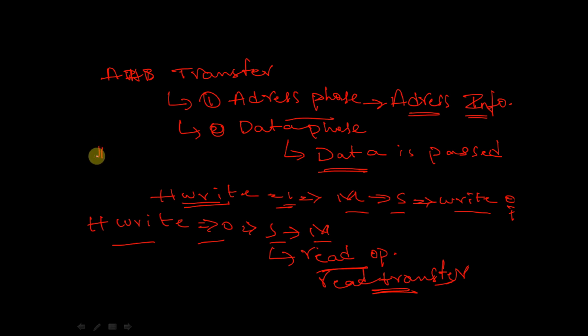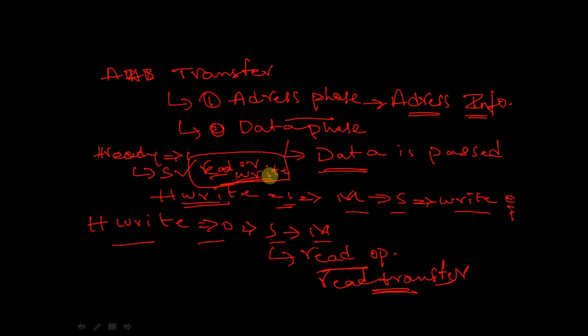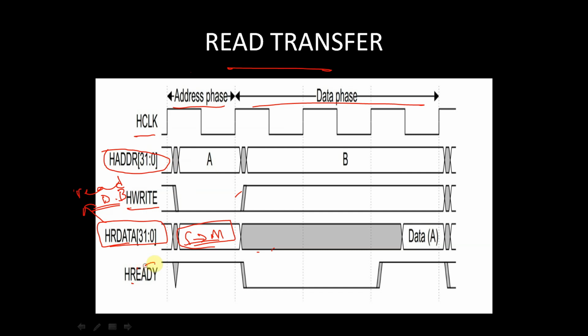And the HREADY signal. If HREADY is equal to 1, then the slave is ready to read or write the data, or the slave is willing to transfer the data, either read or write. If HREADY is equal to 0, then it indicates that the slave is busy with another work, and it cannot perform any type of transfer, that is read transfer or write transfer. So when HREADY is equal to 1, any kind of transfer, read or write, can happen. So let us analyze these waveforms.